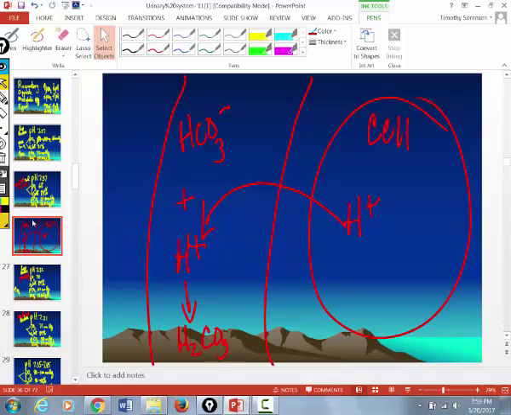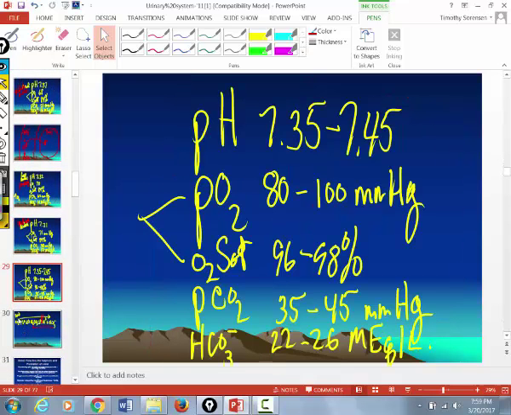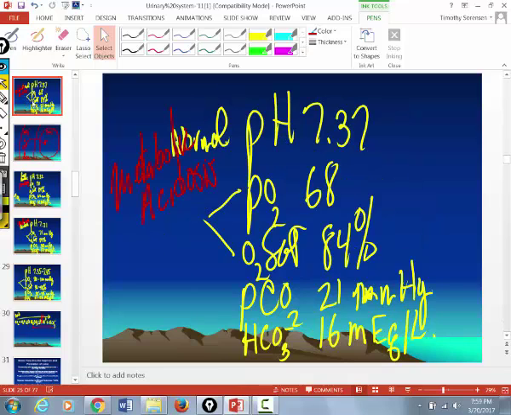Yes or no? So this is a fully compensated metabolic acidosis. Why is it fully compensated? Because the pH is normal. And the bicarbonate was low, right?